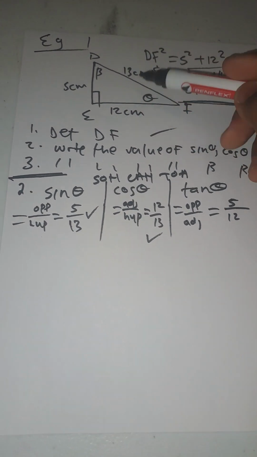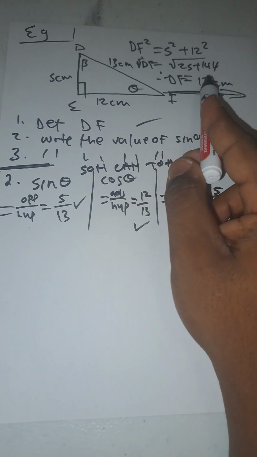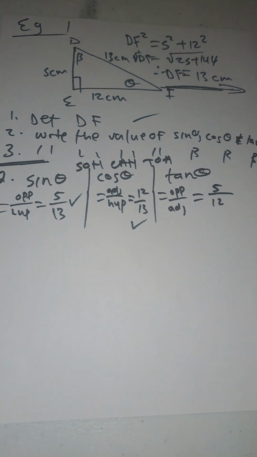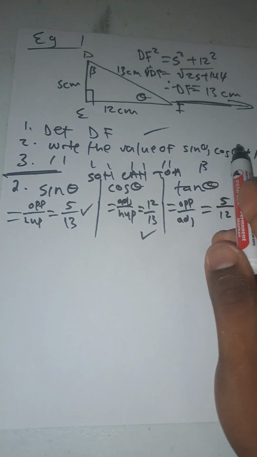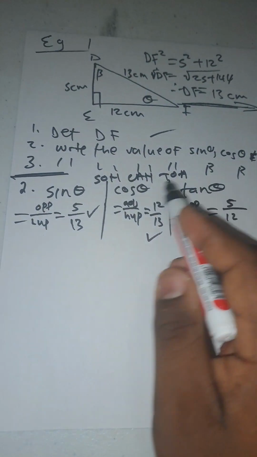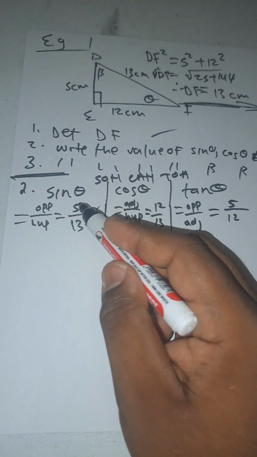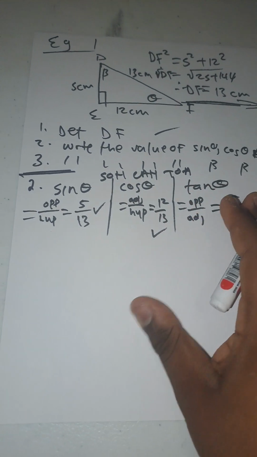So now this is how you can do it. We are given the triangle whereby we had to find the length of the hypotenuse DF. So I found the length of DF as 13 centimeters because it is the longer side. And then they said that they want the values of sine theta, cos theta, tan theta. So you had to write SOHCAHTOA and then say opposite over hypotenuse, 5 over 13, and then cos. You see, that's how it is.